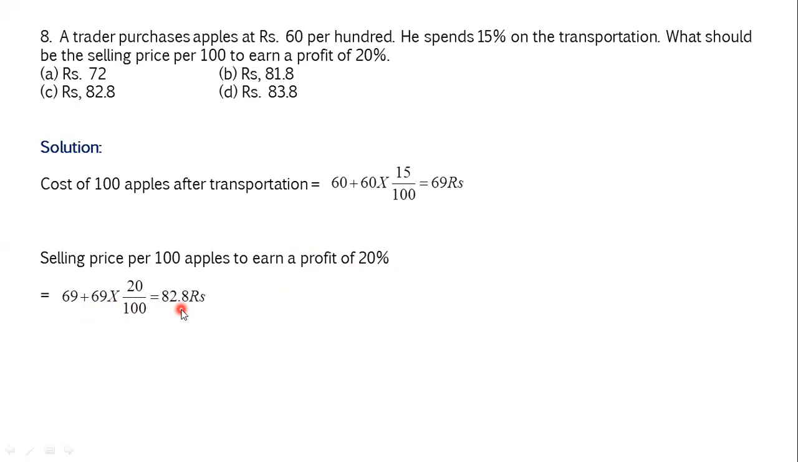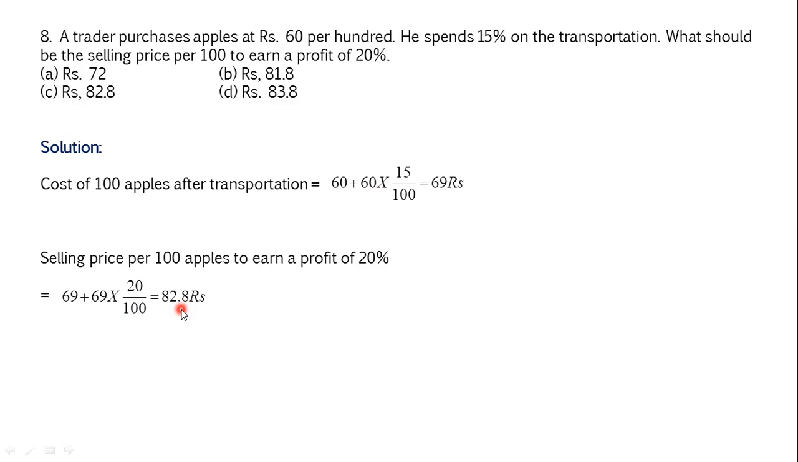So when he is selling apples for rupees 82 per 100, at what price has he purchased it? At rupees 60 per 100. At what price is he selling it? 82. So if you calculate the profit percentage, it will be 20%. Okay, so instead of the profit percentage being given to you, now you have to calculate a selling price.